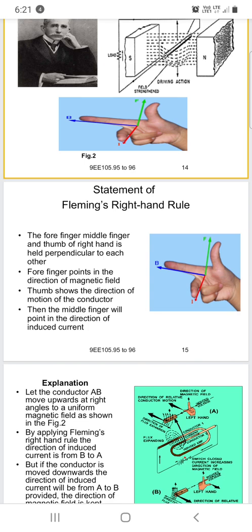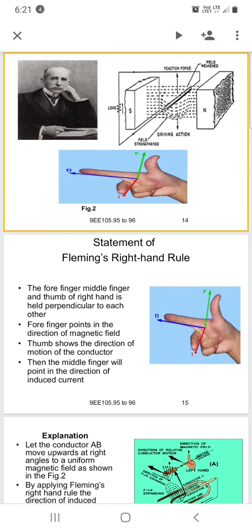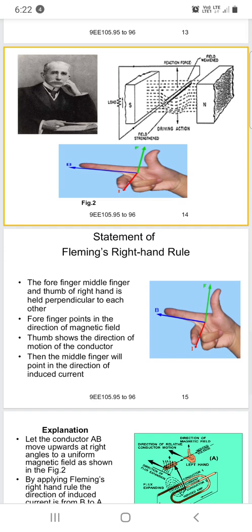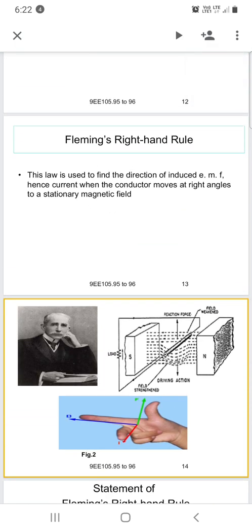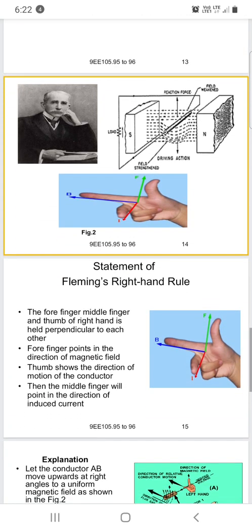Okay, now here the current is deflecting. The induced current is produced in the conductor, according to Lenz's law. So the middle finger indicates the direction of the induced current. This is called the statement of Fleming's right hand rule. So what is Fleming's right hand rule?